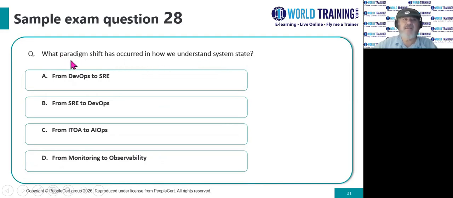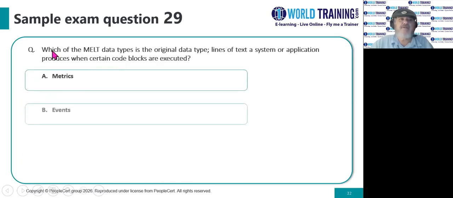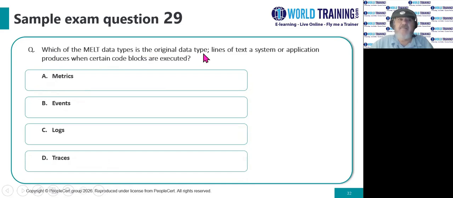Paradigm shift, I guess they're saying like in the industry. So from DevOps to SRE, nothing to do with that. From SRE to DevOps, no. From ITOA to AIOps, it's not specifically about system state. D, from monitoring to observability, yes, that's very much about understanding system state. So D.